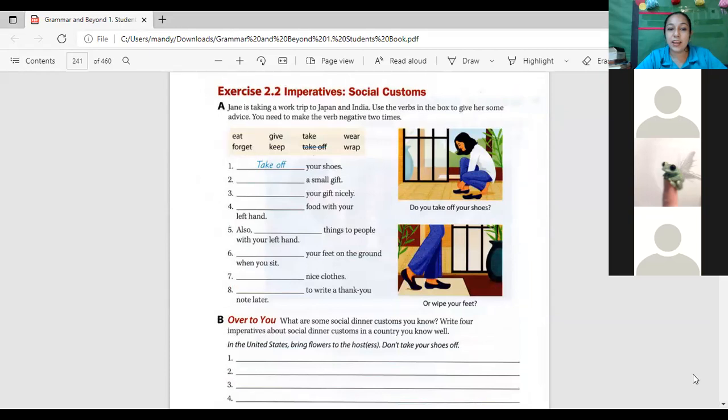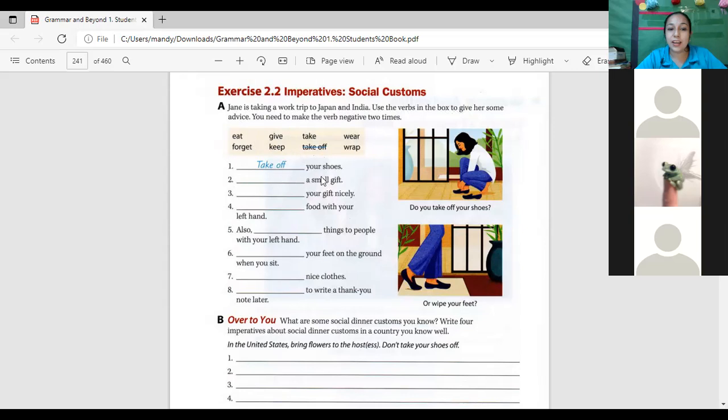So let's check. Jane is taking a work trip to Japan and India. Use the verbs in the box to give her some advice. You need to make the verb negative 2 times. So in that case, only 2 times. We have the different verbs: eat, forget, give, keep, take off, that we have already used, wear and wrap.